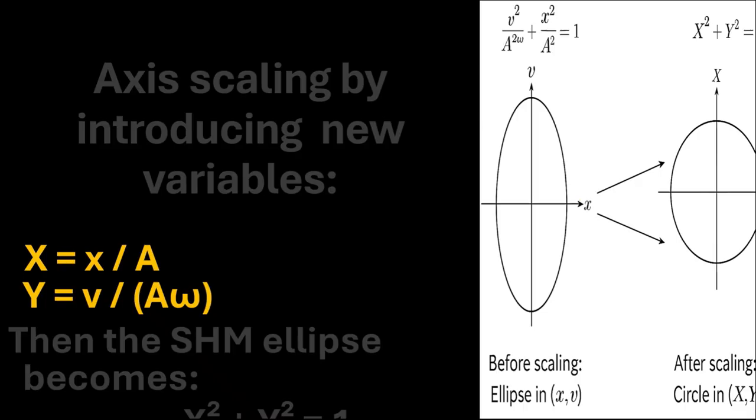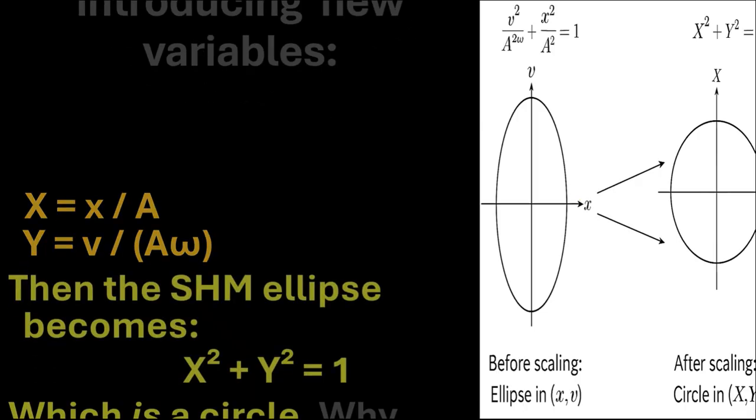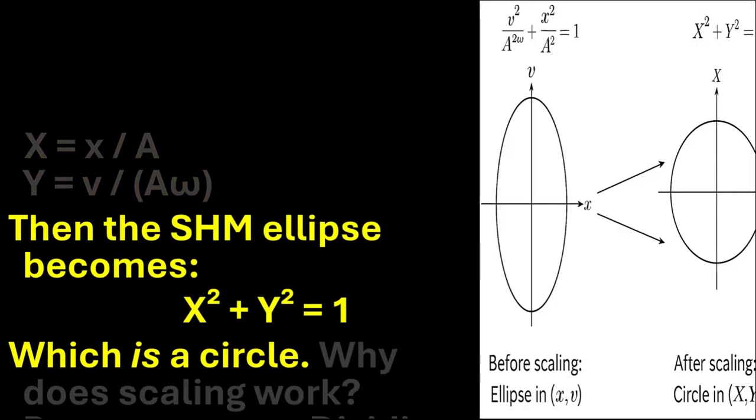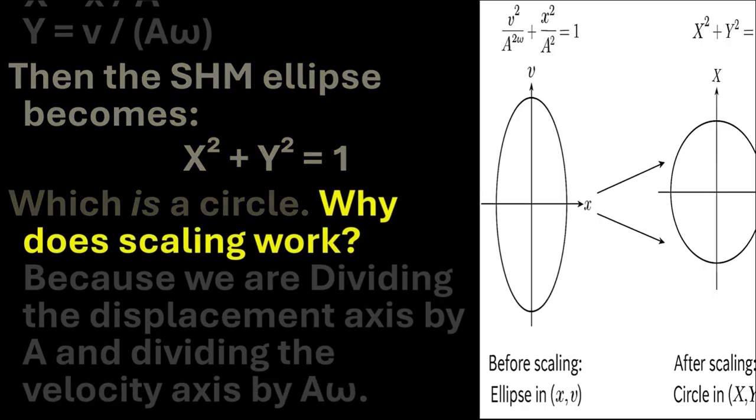And what difference does it make? What it does is the equation of the simple harmonic motion, which was earlier an ellipse, now becomes x square plus y square is equal to 1, which is now the equation of a circle and not of an ellipse.